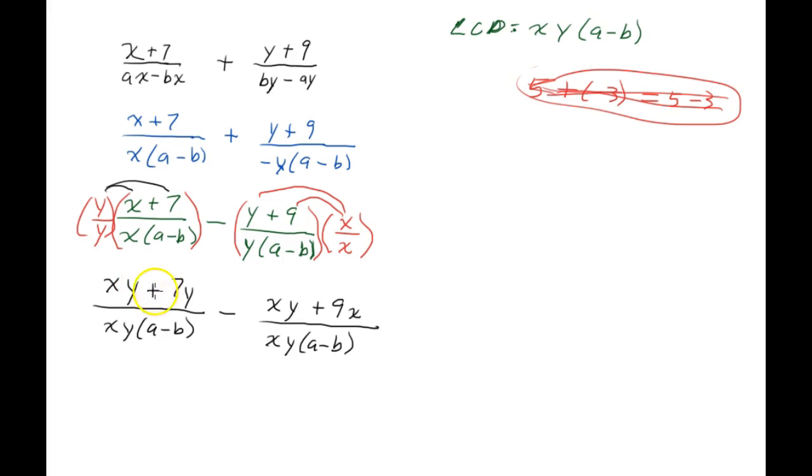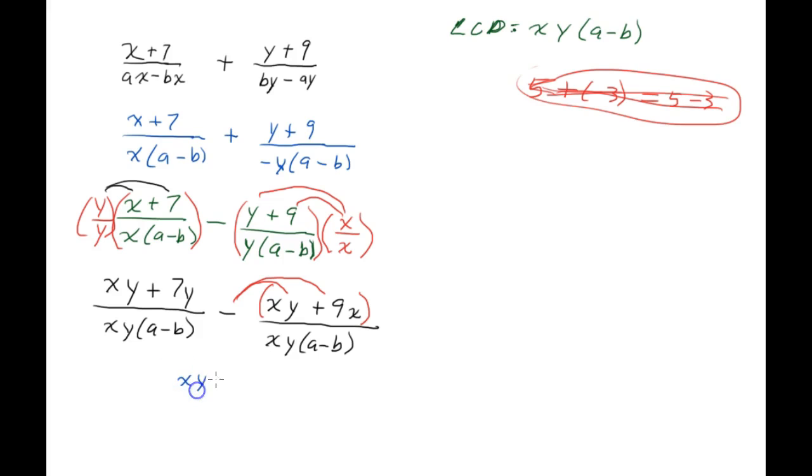Now we just need to subtract these. Remember, we changed it into a subtraction problem. And when you subtract, remember that you are subtracting this entire expression, the xy plus 9x. So that minus sign is going to get distributed and change the signs of what we have in here. And I'm going to put this all over the same denominator.